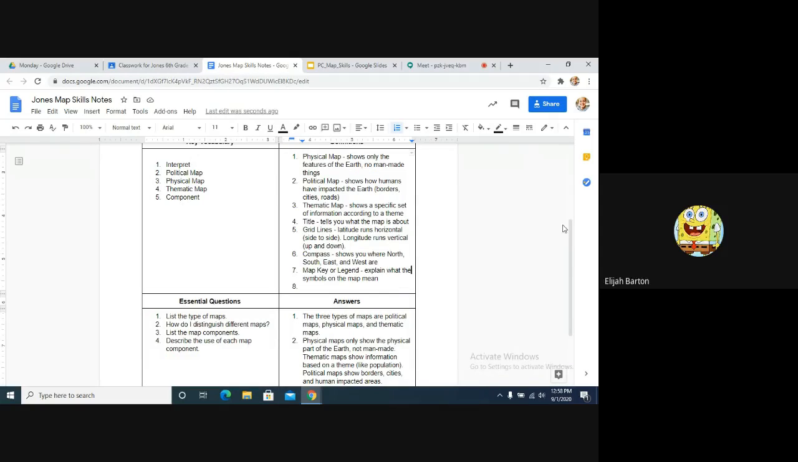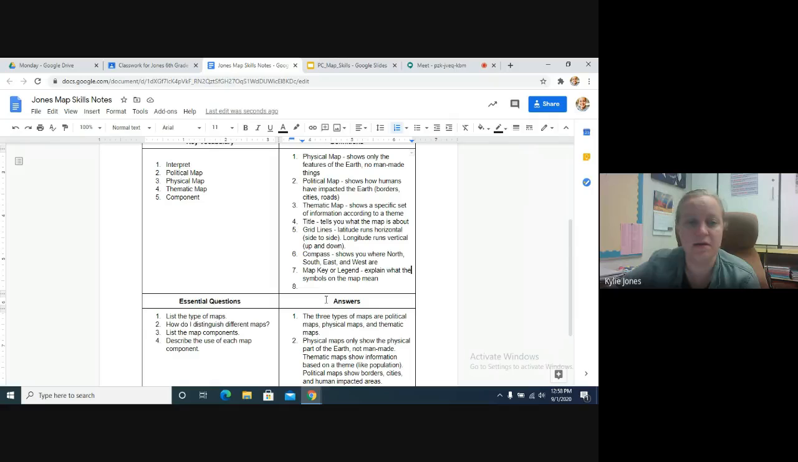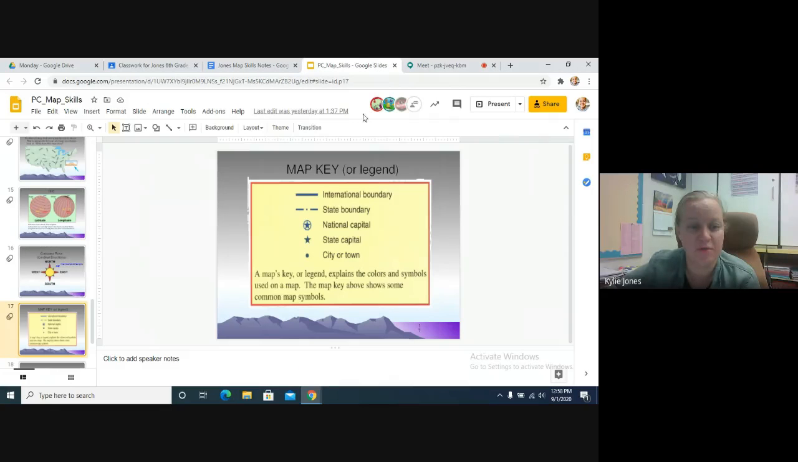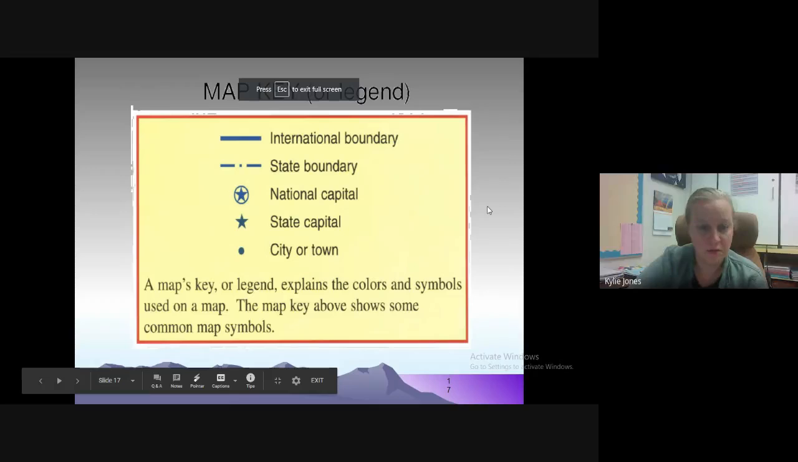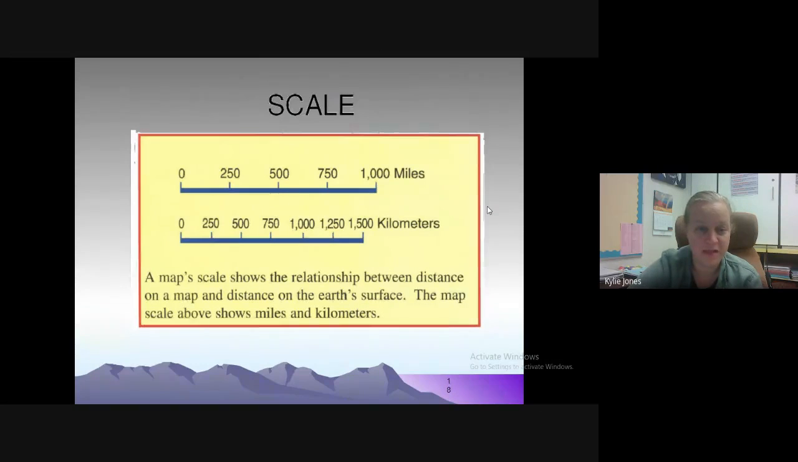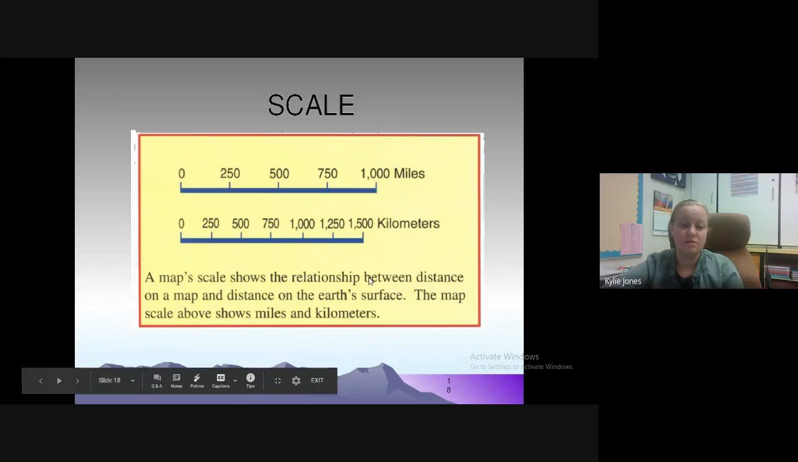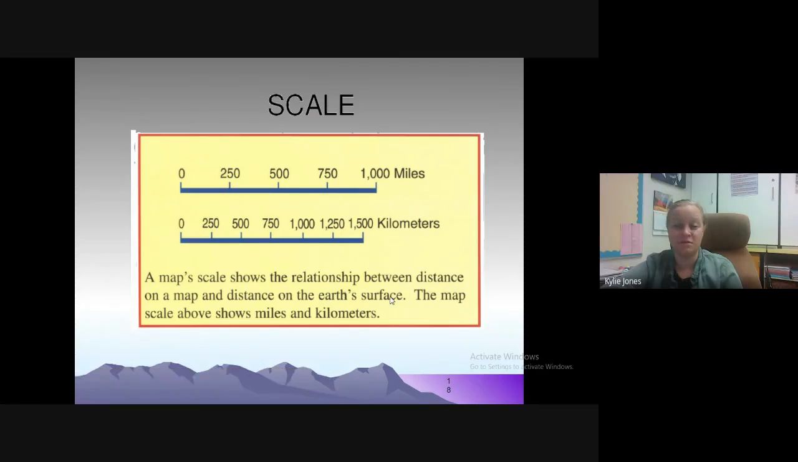Oh well. Okay, let's go ahead and do number 8. There should be one last thing for us to look at. So we just talked about the map key. Tells us what the symbols mean. The last part is the scale. So the map's scale, if we read this, it shows the relationship between the distance on the map and the distance on the Earth's surface.